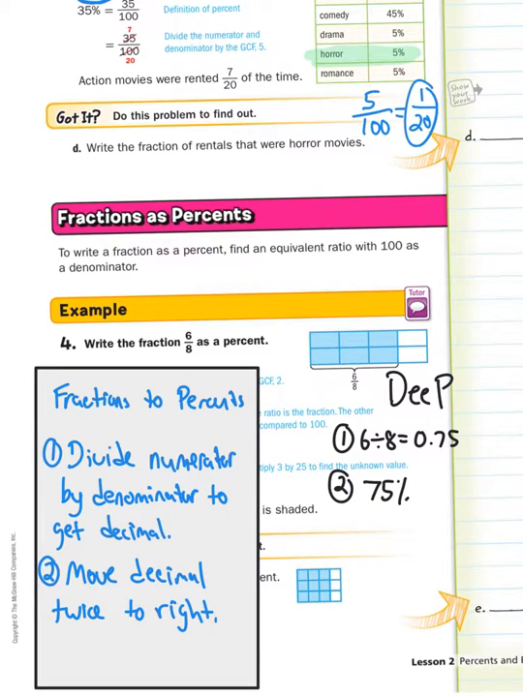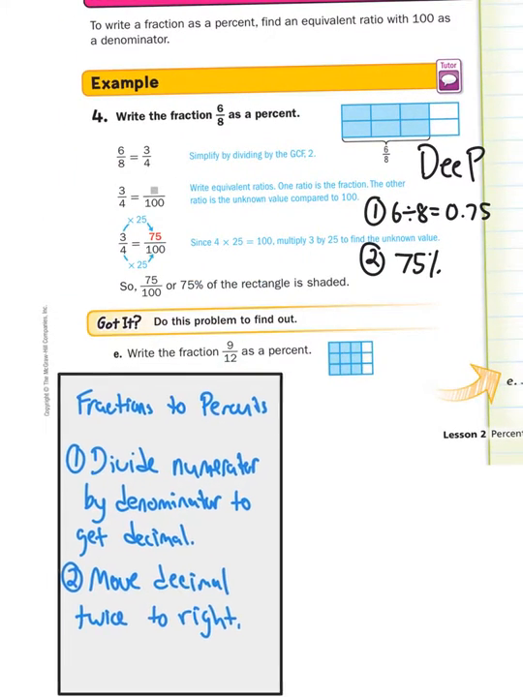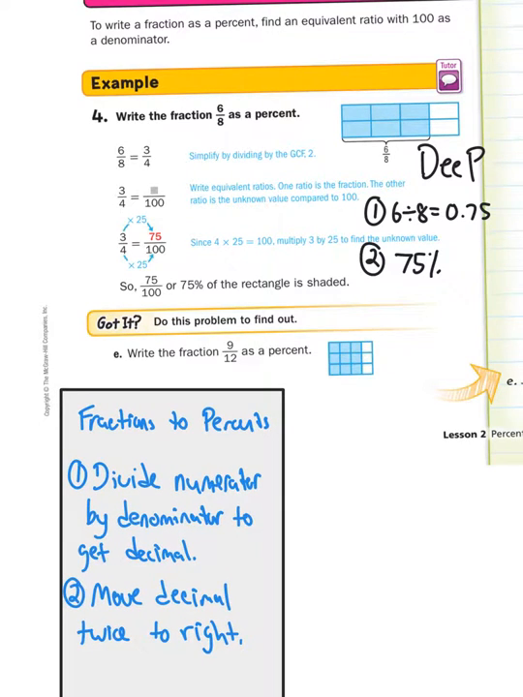That's it. Now, let's go down and look at this got it problem. So here's what I want you to do. E says, write the fraction 9/12 as a percent. So I want you to divide it to change it to a decimal, and then use DEEP to move the decimal twice to the right. Do E on your own and pause the video. When you're done, hit play and see if you are right. Go.